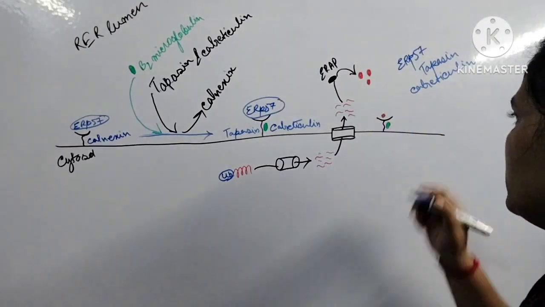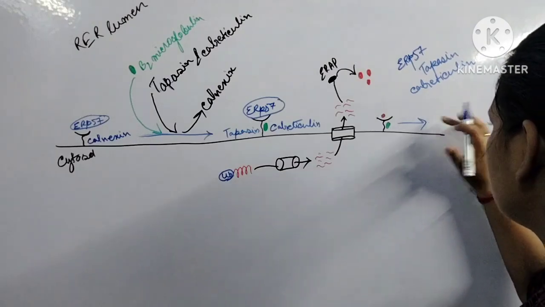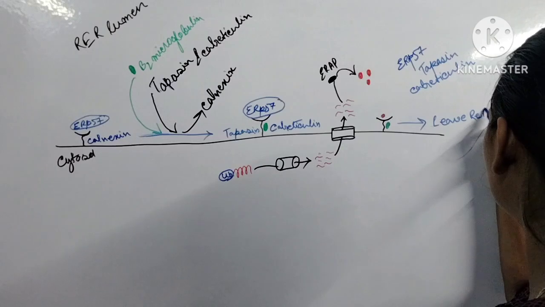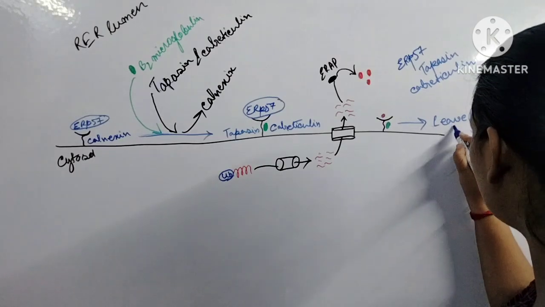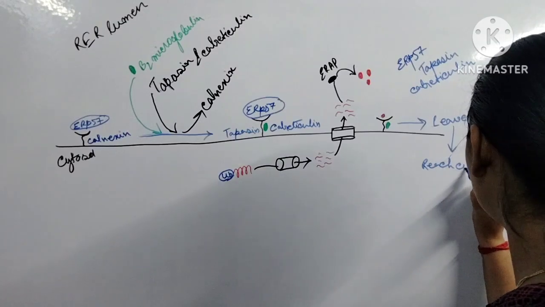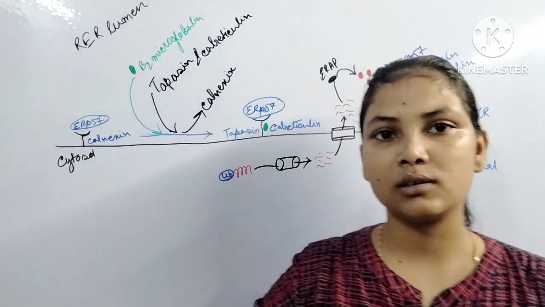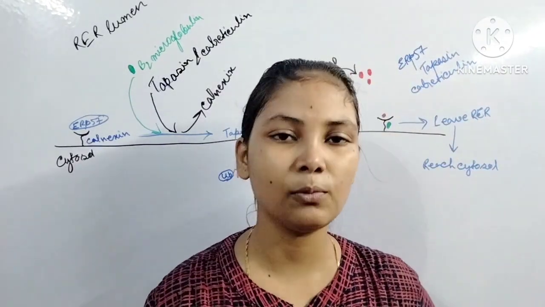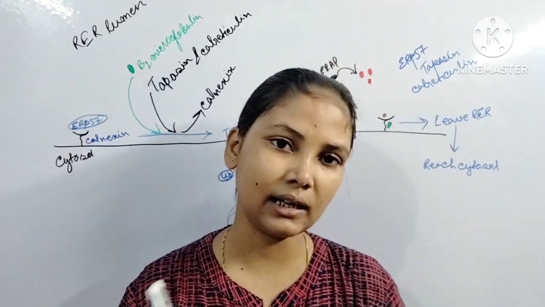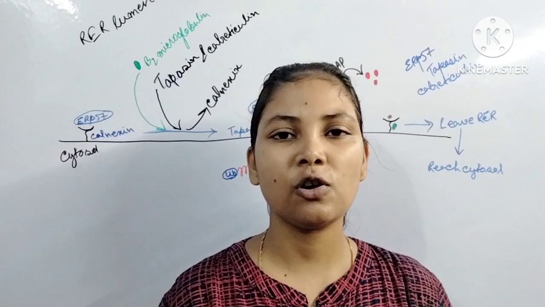Now this MHC I will leave the rough endoplasmic reticulum lumen and it will reach the cytosol. Eventually it will reach the cell surface and the CD8 plus T cell will recognize the antigen and it will destroy the whole cell that presents the antigen. So this was the last part of our MHC series.